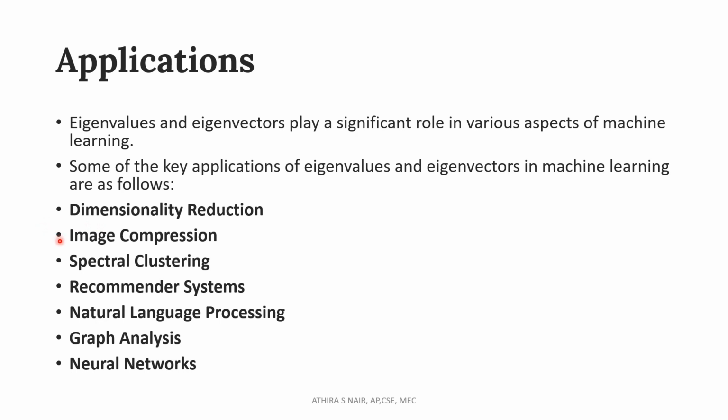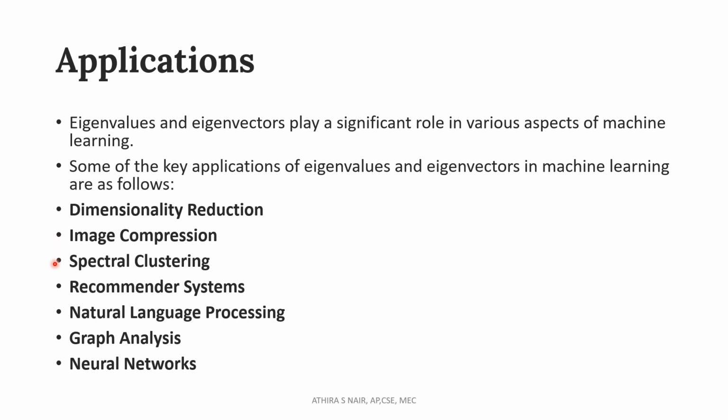Then, image compression. Eigenvalues and eigenvectors are used in image compression techniques like singular value decomposition (SVD). This decomposes an image matrix into its constituent eigenvalues and eigenvectors. By keeping only the most significant eigenvalues and their corresponding eigenvectors, images can be efficiently compressed without losing critical visual information.